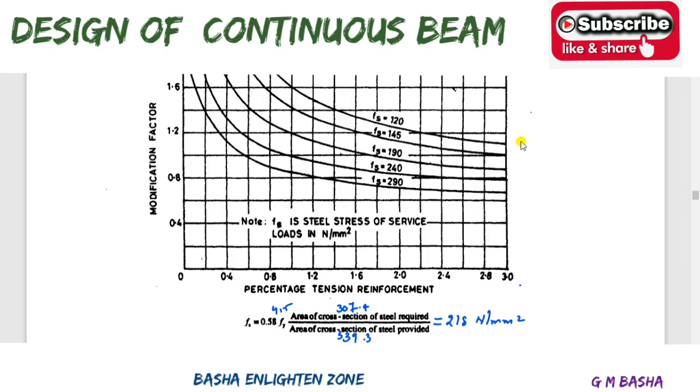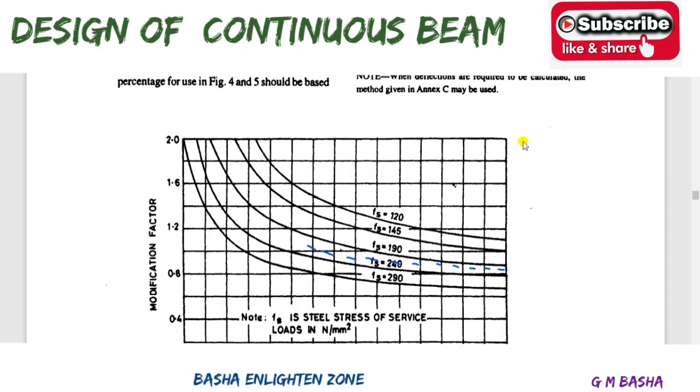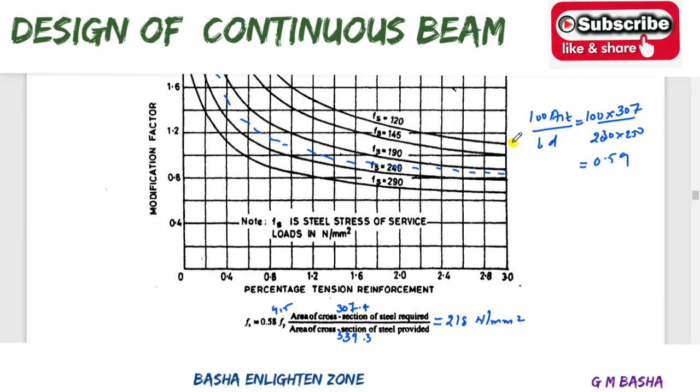And the 218 lies somewhere here, like that it goes. We know what the tau c value is here. So the percentage of steel will be calculated here as Ast by bd. For obtaining this value, the area is 307 divided by b into d, which is 230 into 250. So how much will it be? It will be around 0.59. Check here, 0.4 to 0.6 somewhere here. So the percentage of reinforcement is approximately 0.6, the nearer value.